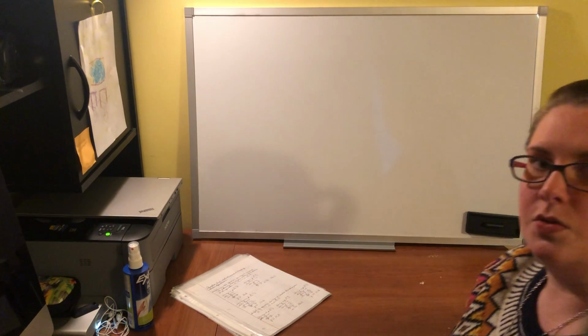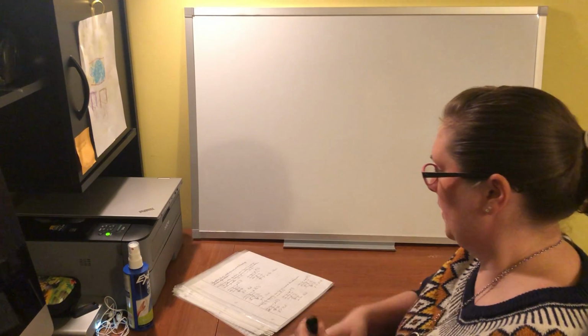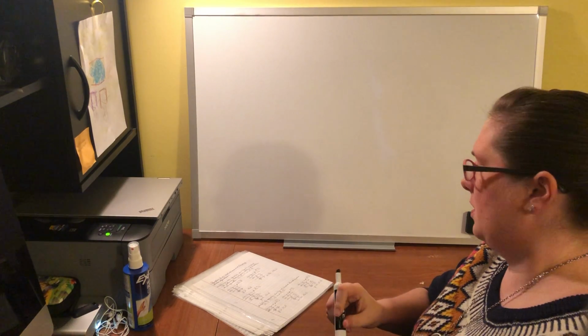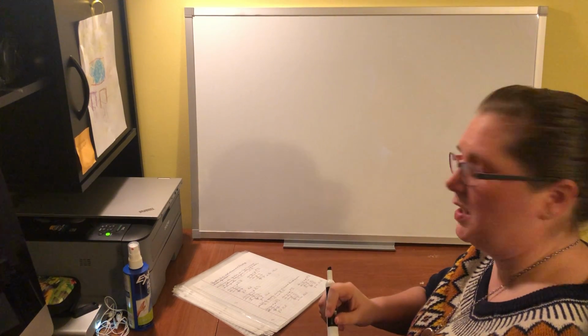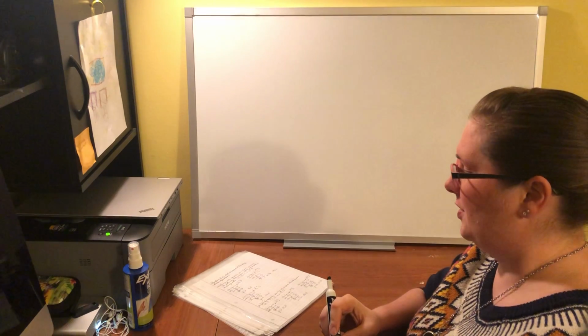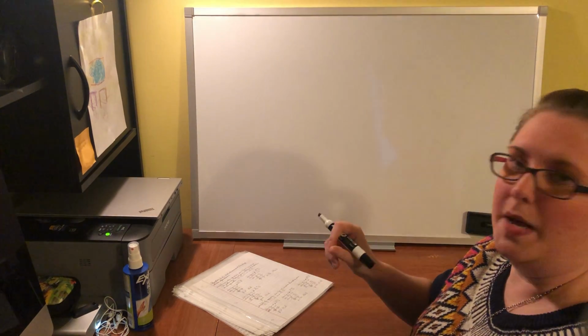All right, hello everyone. We are getting into section 3.2, which is solutions and graphs of linear equations, okay? So the very first thing they're going to ask you to do is they're going to give you the equation and they're going to ask you to complete the ordered pair, okay?